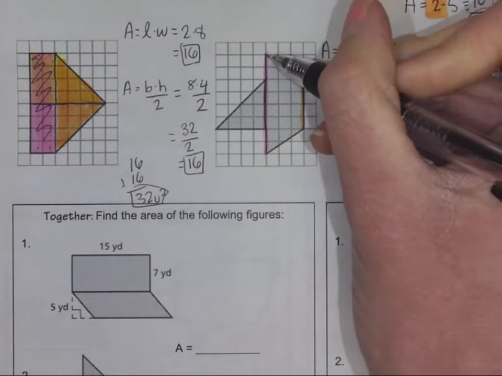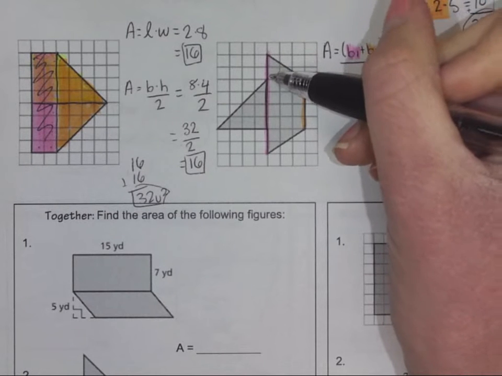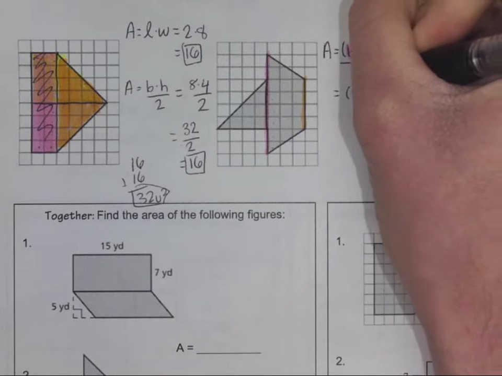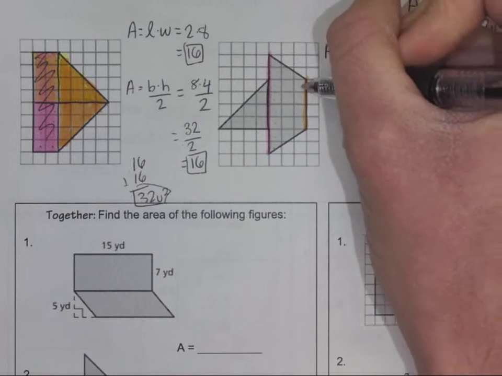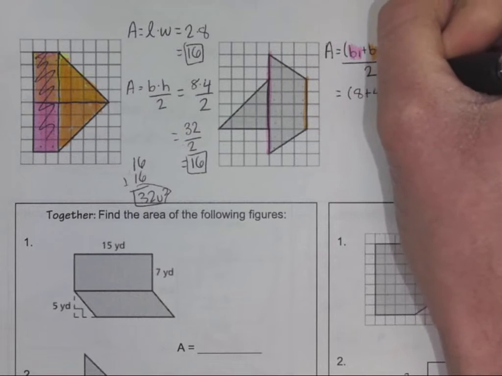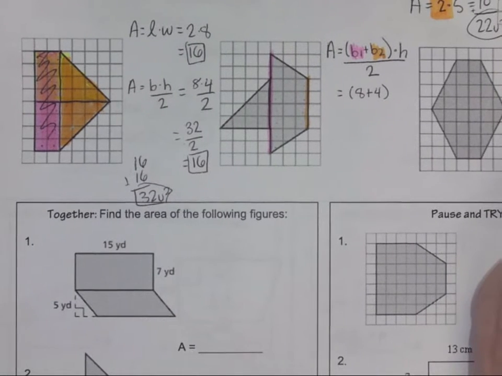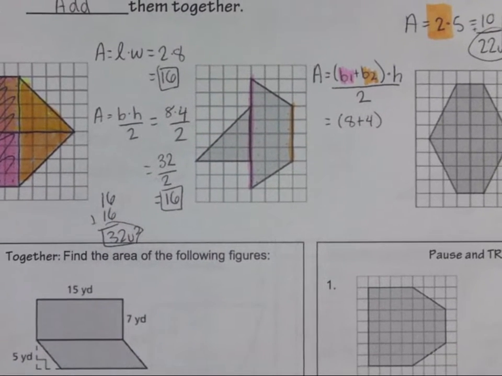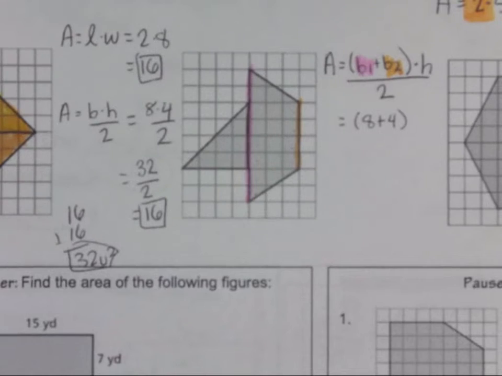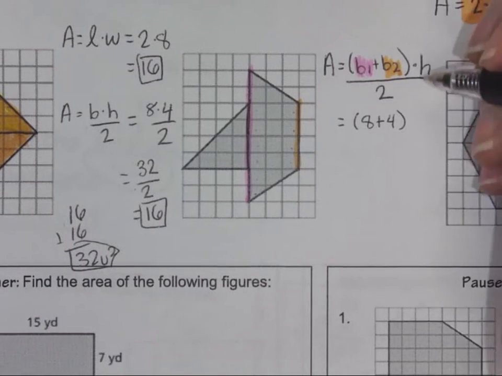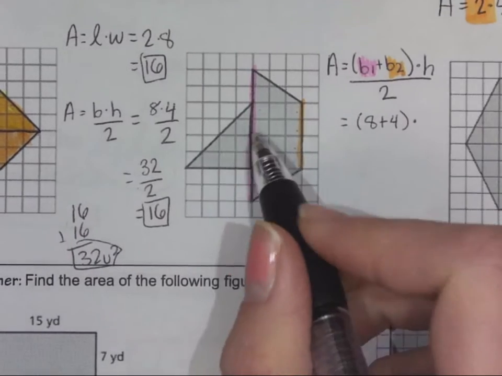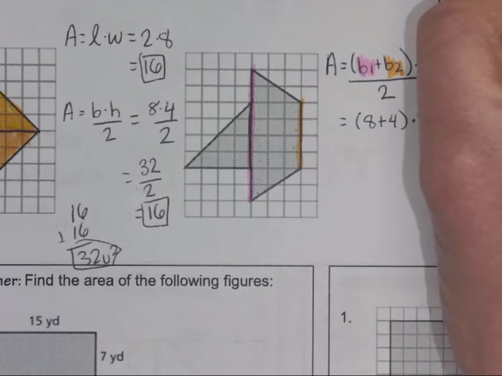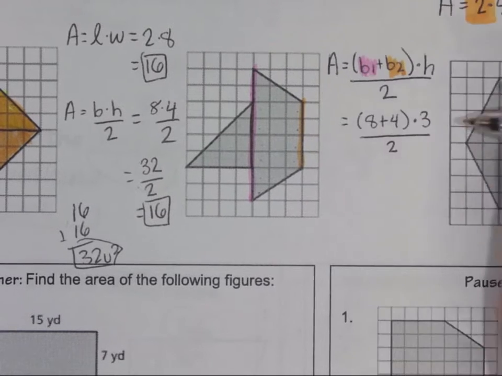Base 1 is how many squares this goes: 1, 2, 3, 4, 5, 6, 7, 8. Base 2 is 1, 2, 3, 4. Okay, those are my 2 bases. Those add together. Let's see if I can zoom in a little bit more here for you. Okay. We're going to multiply by our height, which is how far it is across. So from base to base is 1, 2, 3 across. And we divide by 2.